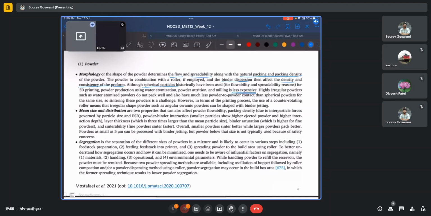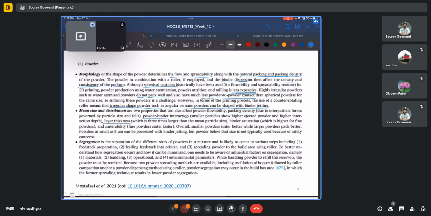The highly irregular powders do not pack very well and may need, say, multiple passes of counter-rotating rollers or some normal pressure, normal load along with it, and will have much less powder-to-powder contact. However, in terms of the printing process, the use of counter-rotating rollers can mean that even such irregular powders can be shaped. Again, the size and distribution itself affect the flowability, density, and the powder-binder interaction, as well as the layer thickness that can be achieved.